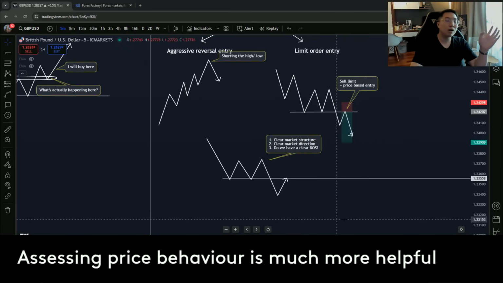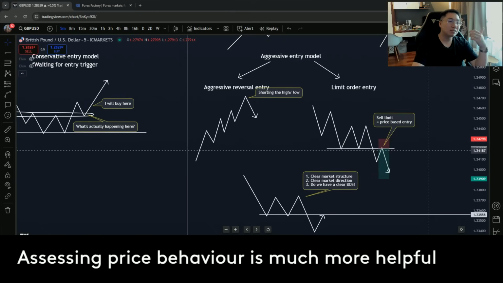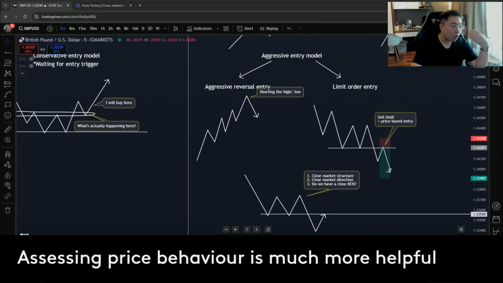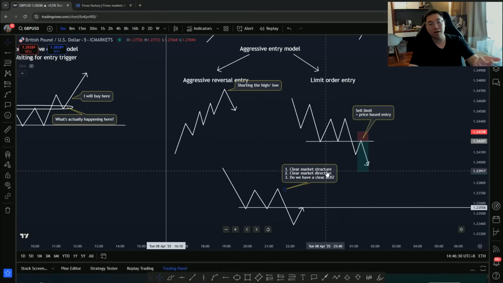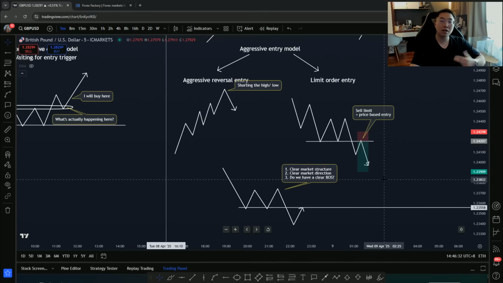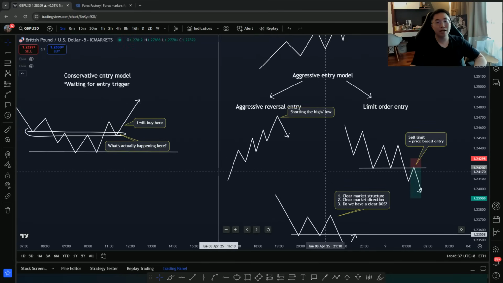So under what circumstance should you use a limit order? Like what I say, the best time to use a limit order is often when you see a clear market structure, clear market direction, and you have a clear BOS, a clear break of structure. When's the time where you actually need to wait for an entry confirmation or a candlestick pattern? What's the exact time where you have to wait for it?